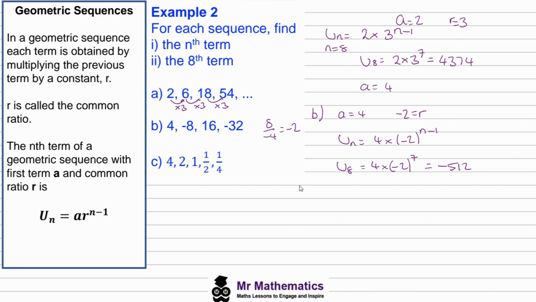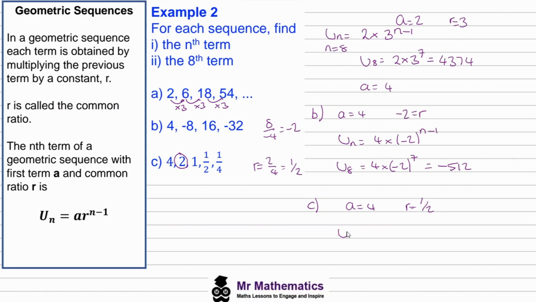So for question C, we can see that a, again, is 4. The r value will be the 2 divided by 4, which is a half.